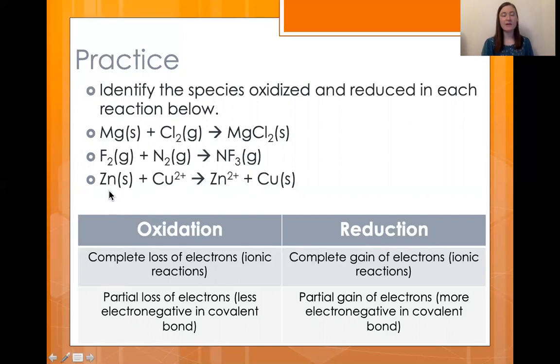Cool. In this reaction, the zinc starts out neutral and it forms a +2 ion. So the zinc must be losing 2 electrons. Copper starts out with a +2 charge and it forms a neutral atom. So it must be gaining 2 electrons. So in this reaction, zinc is losing electrons, that means it's being oxidized, and copper is gaining electrons, which means it's being reduced.